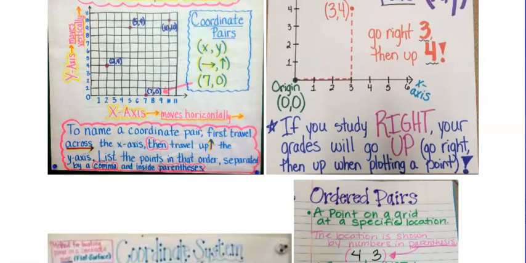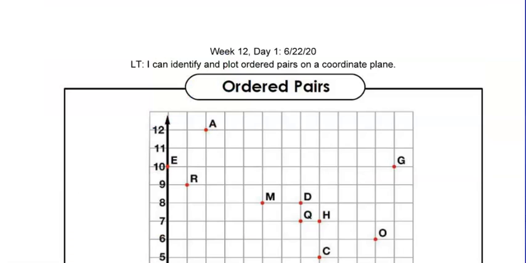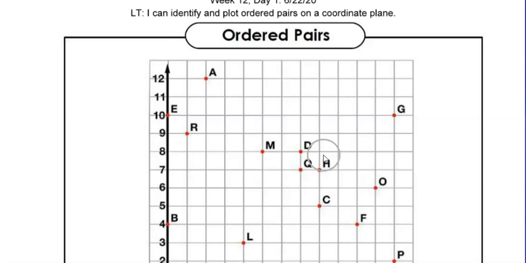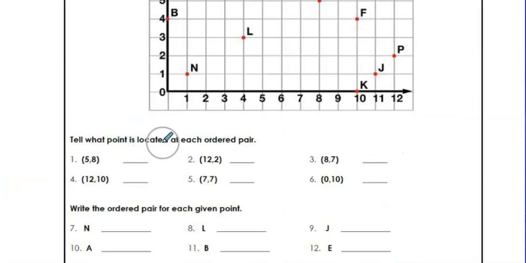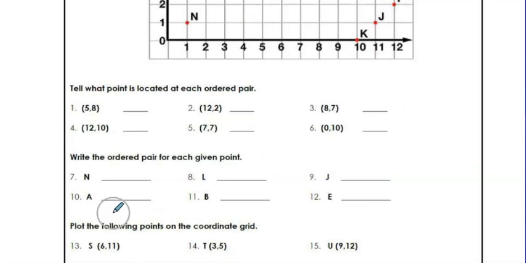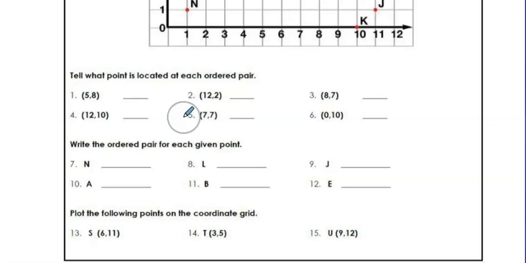So throughout this week, starting on page 30, so page 30 is going to be Monday. Your directions are basically just telling the point that's located at each ordered pair, writing the ordered pair, and then actually plotting the point. So this first page has a little bit of everything, so we'll do an example of each.